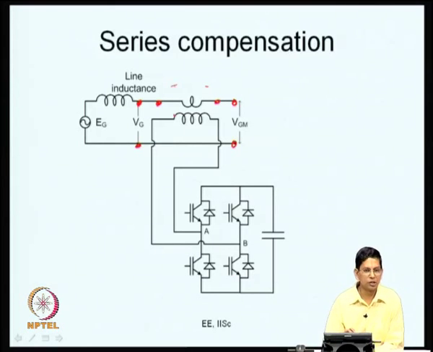So, how do you do all this? That is all done by applying a certain voltage here. Who produces that voltage? It is a voltage source converter. Once again, you have a voltage source converter which is charged to a certain voltage VDC.